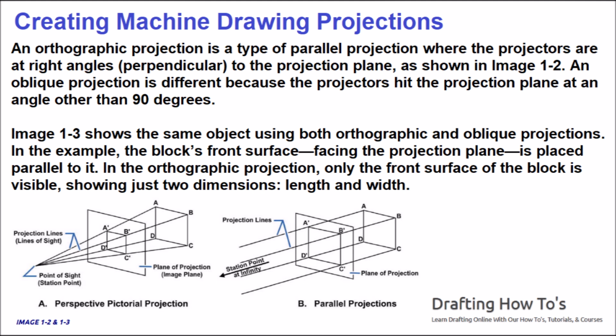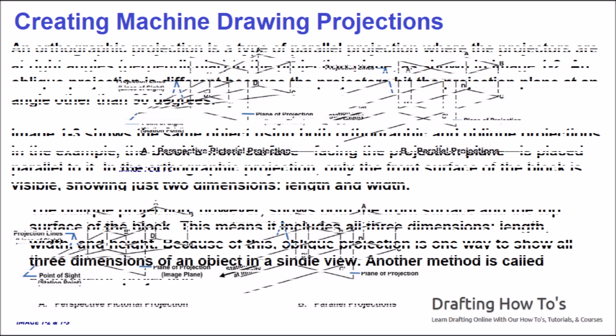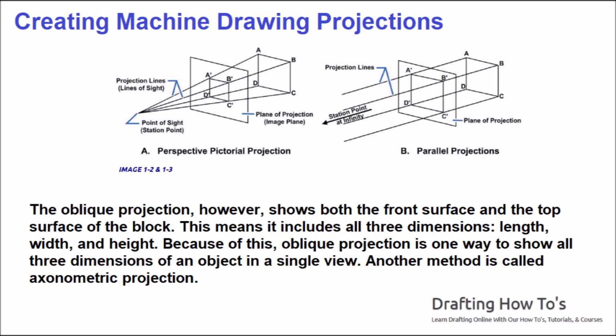In the example, the block's front surface, facing the projection plane, is placed parallel to it. In the orthographic projection, only the front surface of the block is visible, showing just two dimensions, length and width. The oblique projection, however, shows both the front surface and the top surface of the block. This means it includes all three dimensions, length, width, and height. Because of this, oblique projection is one way to show all three dimensions of an object in a single view.